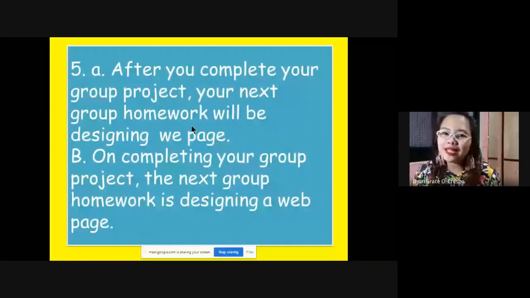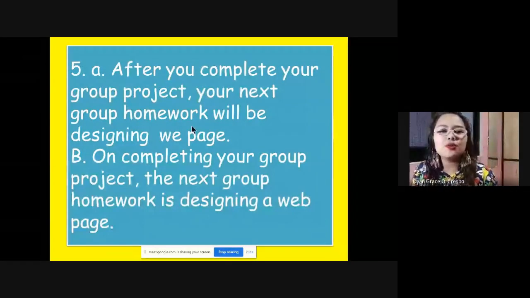Next, number five. After you complete your group project, your next group homework will be designing a web page. That is web page, okay? Letter B. On completing your group project, the next group homework is designing a web page. Which one is the correct answer?